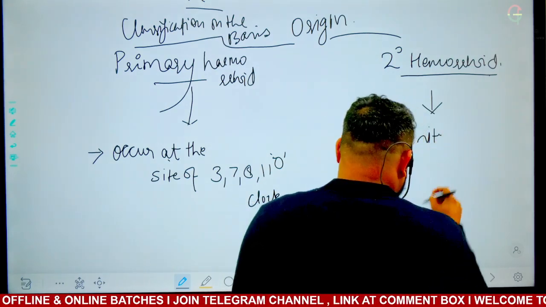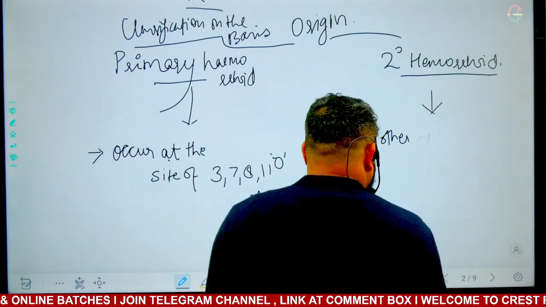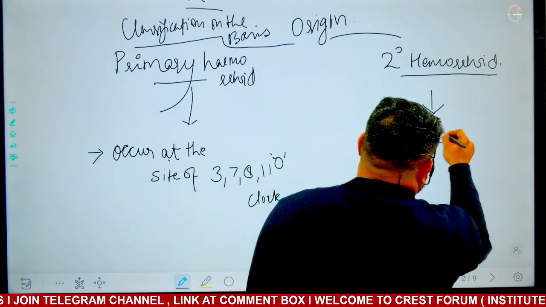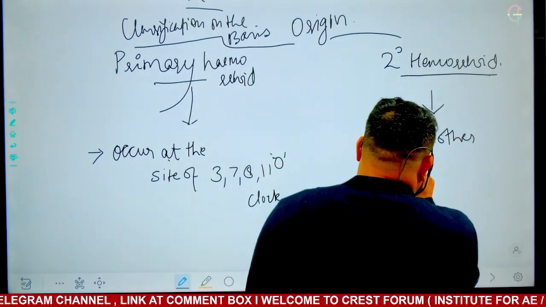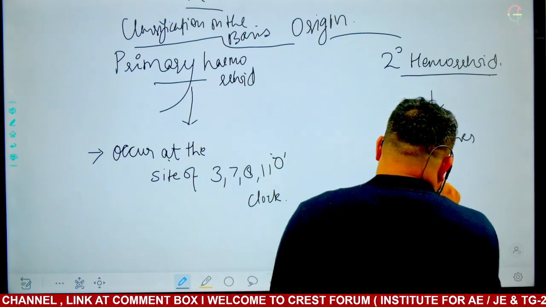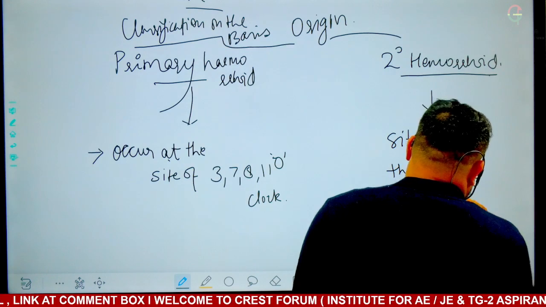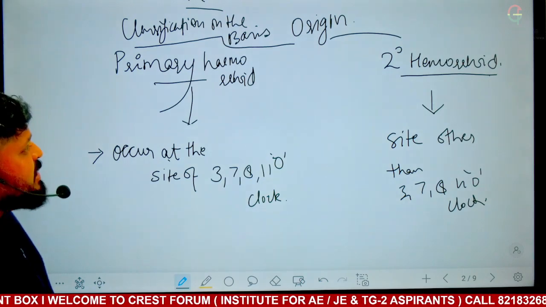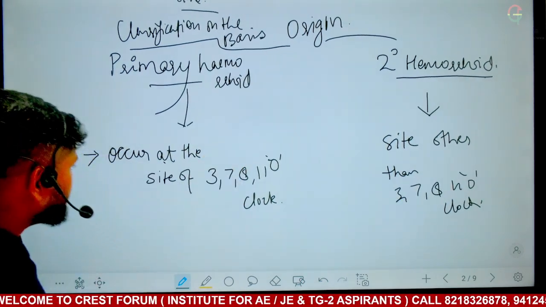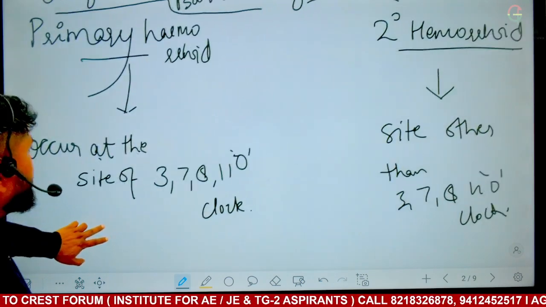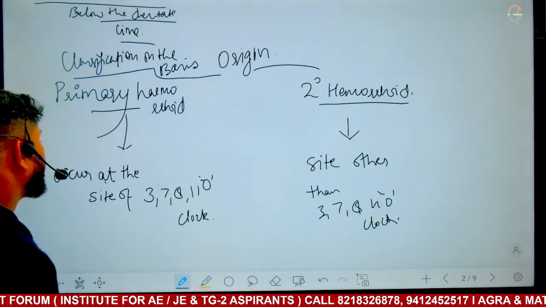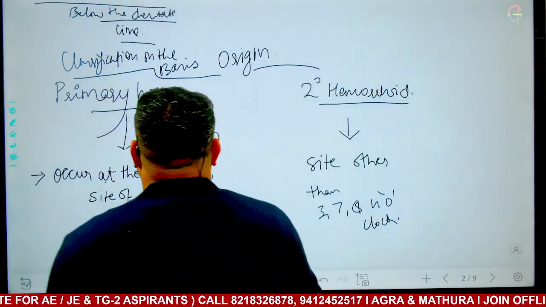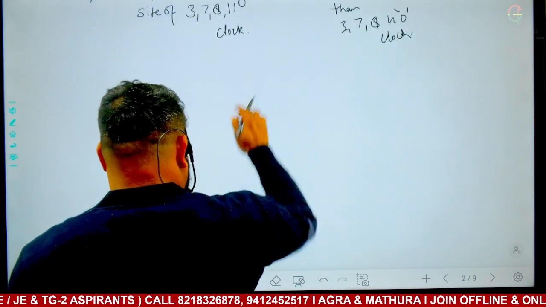Secondary hemorrhoids occur at sites other than 3, 7 and 11 o'clock. I think everybody is understanding what I am teaching. Is it clear? What is primary hemorrhoid? Primary hemorrhoids occur at the site of 3, 7 and 11, and the secondary hemorrhoid occurs at sites other than the 3, 7 and 11.